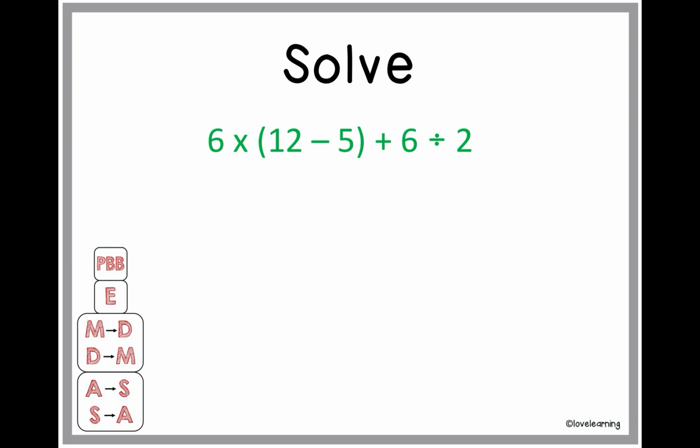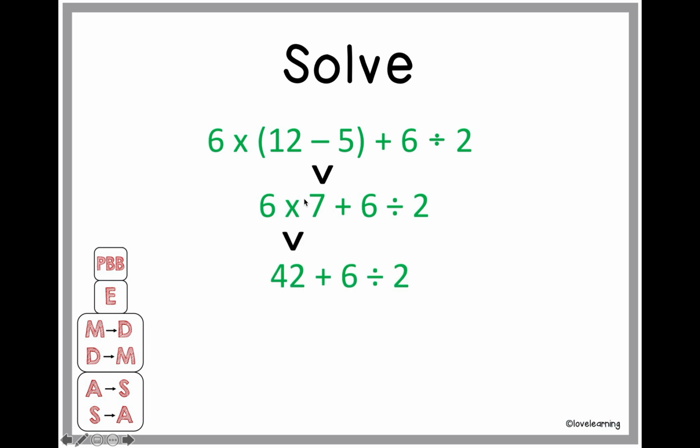All right, this one I need to do the parentheses first, right? So I rewrite the whole problem just like I was doing with parentheses and brackets on that other slide. 12 minus 5 is 7. All right, so then what's next? I did the parentheses. There's no exponents. Do I need to multiply or divide? I need to multiply first because it comes first.